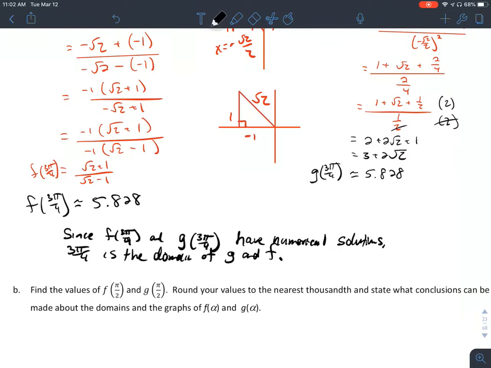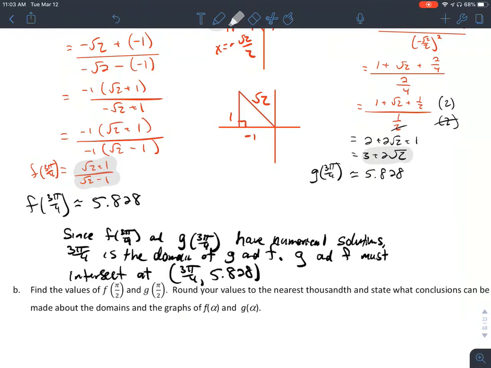Well, the graphs must intersect at this point because they're the same x and y value. g and f must intersect at 3/4 pi, 5.828. It's interesting that this answer and this answer look so different, but it's the same value. It's pretty cool, if you ask me. That's good enough for A.